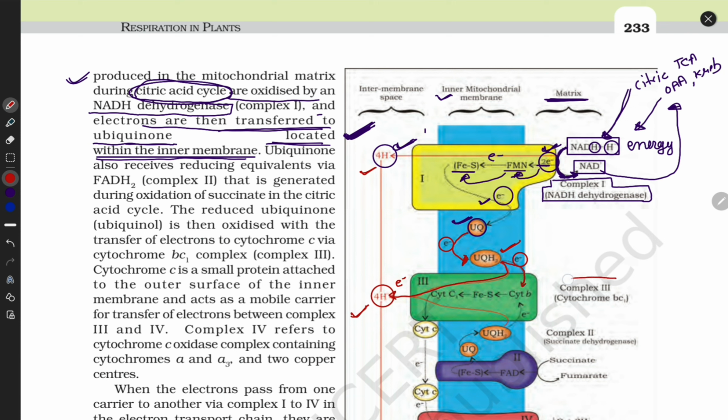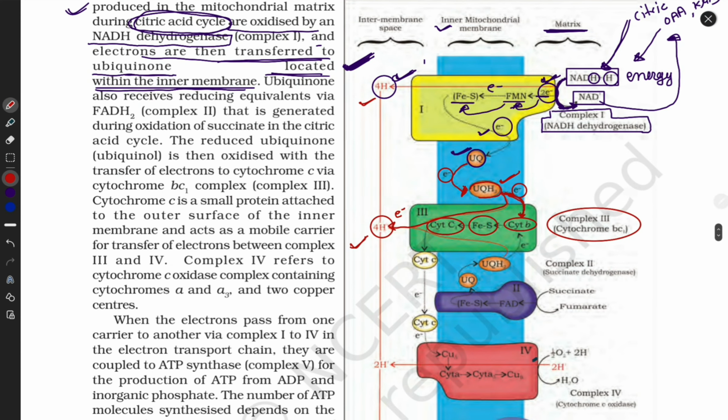So in complex third, what do they do? They take electrons from UBQH2 and transfer these electrons towards cytochrome B. Cytochrome B transports its electron towards the FeS. FeS transports its electron towards cytochrome C1. Clear, guys? And cytochrome C1 passes its electron towards cytochrome C. Now cytochrome C passes its electron to complex 4.